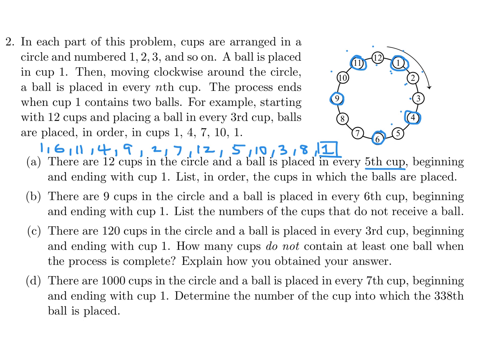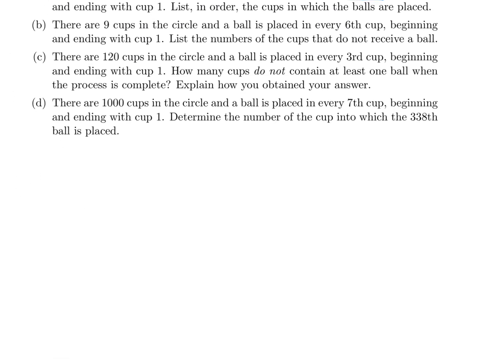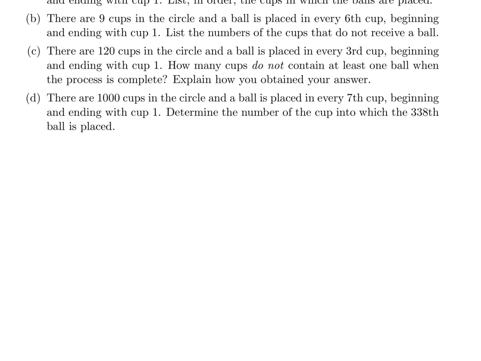Part B, there are 9 cups in the circle, and a ball is placed in every 6th cup, beginning with 1 and ending with cup 1. List the numbers of the cup. Okay, same kind of story. So let's make 1, 2, 3, 4, 5, 6, 7, 8, 9.